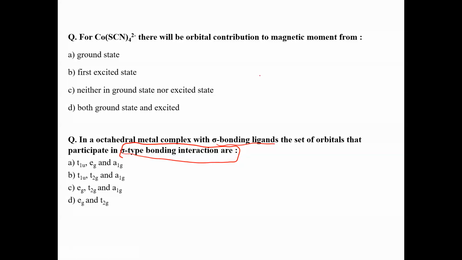Here cobalt is in the +2 oxidation state. So what will be the electronic configuration? It will be d7. You have to write the ground state configuration and the first excited state configuration. Basically you have to transit one electron from the ground state to the excited state, and check whether there will be symmetry in the T2 orbitals or not.